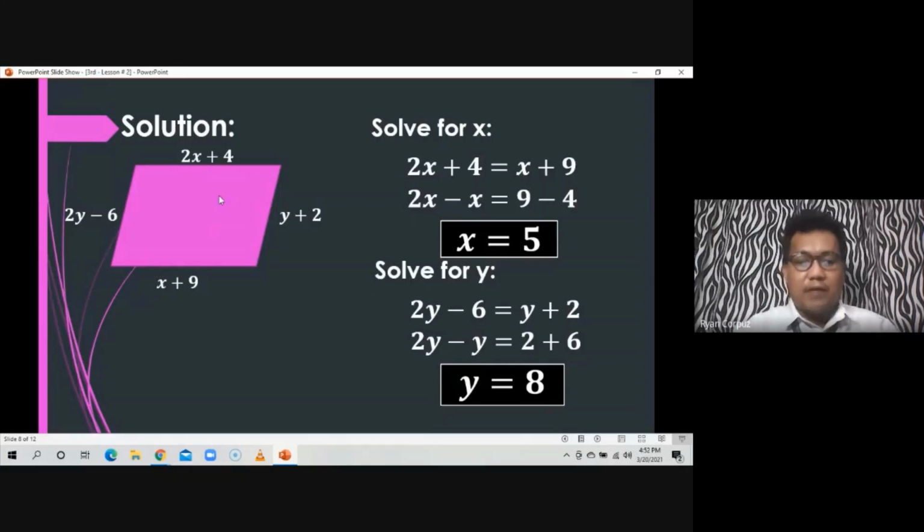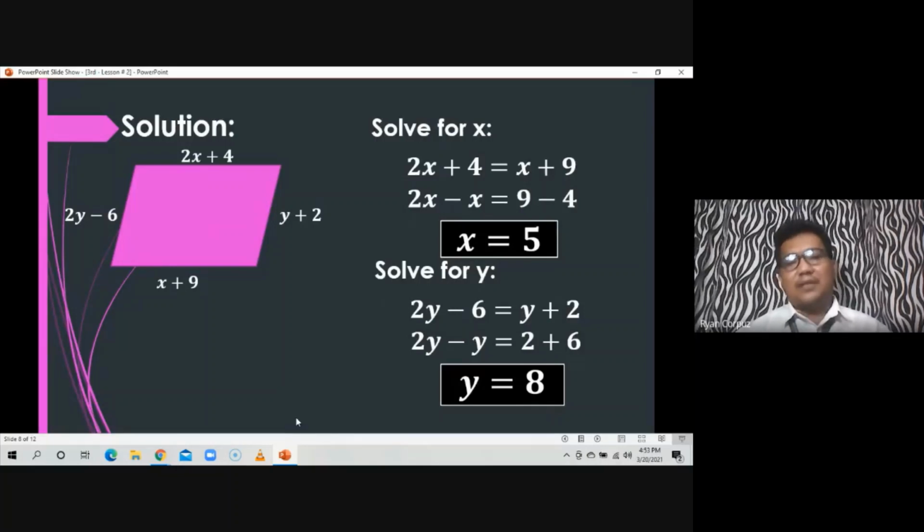And let's find out kung tama. 8 plus 2, that would be 10. 2 times 8, that would be 16. Minus 6, that would also be 10. So therefore, the value of y is equal to 8. So basically, to solve this problem, which involves the figure parallelogram, we made use of one property of a parallelogram stated that in a parallelogram, any two opposite sides are congruent.